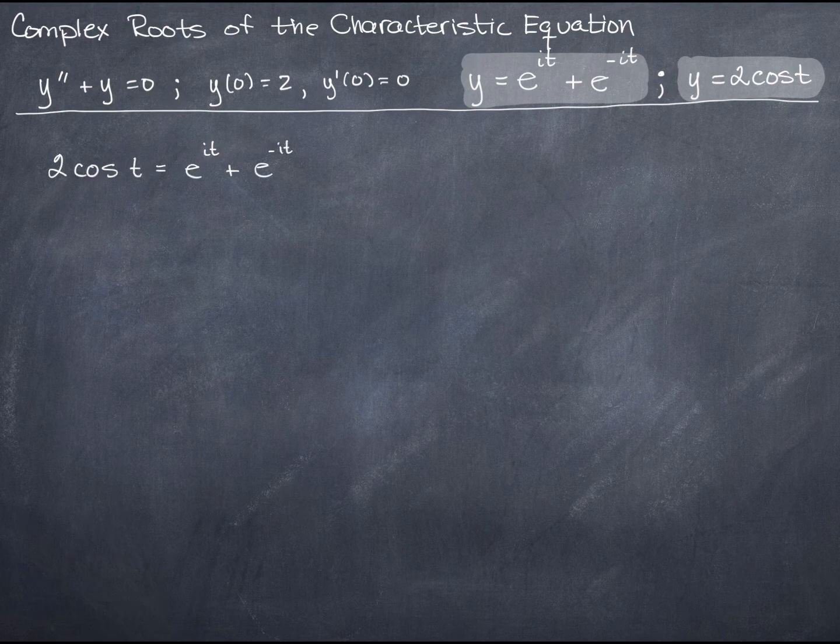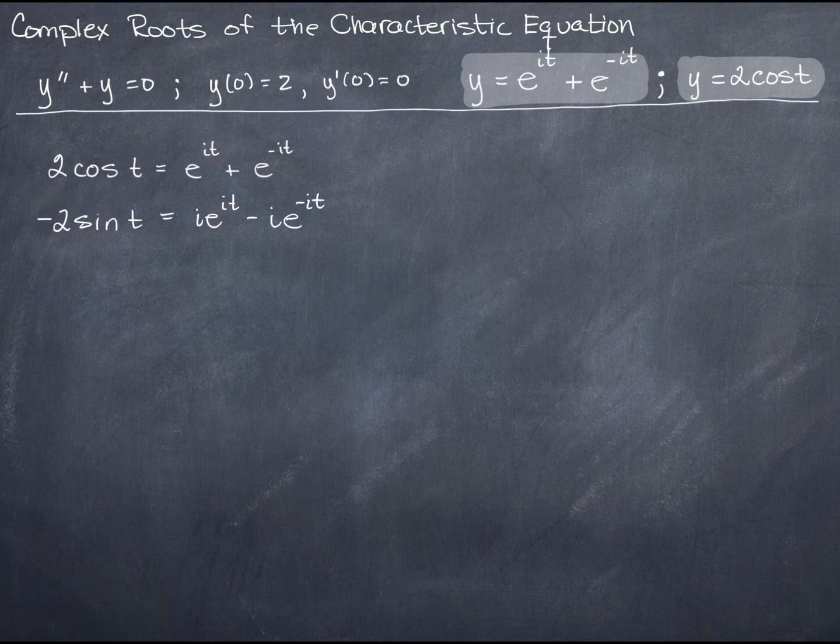Well, there's nothing obvious here that tells us what we might try next, but I wonder if, since we're dealing with derivatives and differentials, maybe we should take the derivative of both sides of this and see what happens. The derivative of 2 cosine t is negative 2 the sine of t, and the derivative of the right-hand side will be i e to the it minus i e to the negative it.